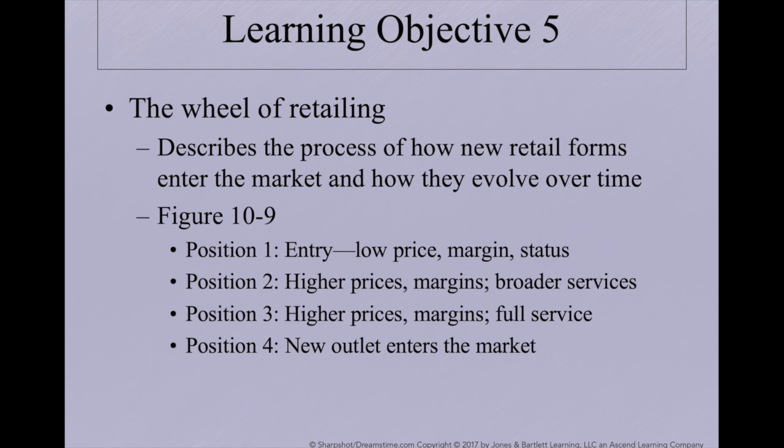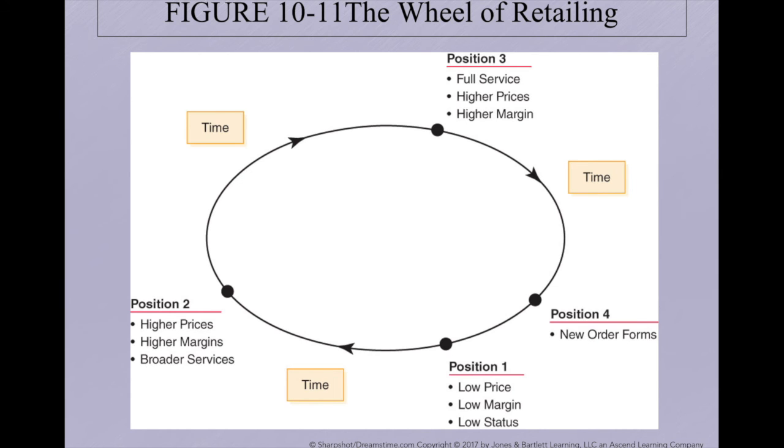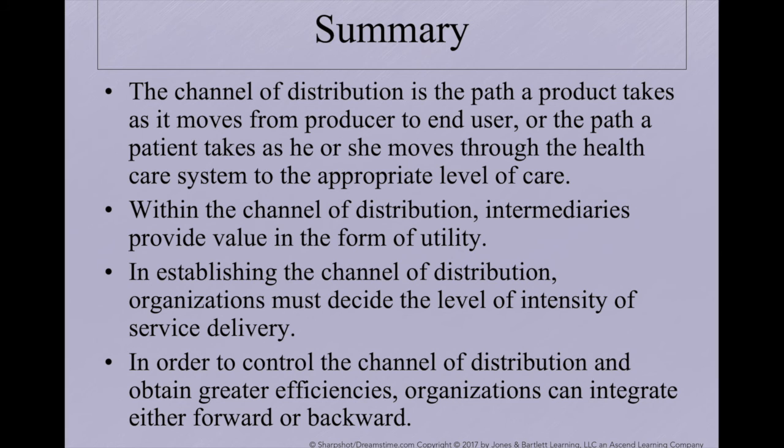The Wheel of Retailing describes the process of how new retail forms enter the market and how they evolve over time. Here's figure 10-11, the Wheel of Retailing. The channel distribution is the path a product takes as it moves from producer to end user, or the path a patient takes when he or she moves through the healthcare system to the appropriate level of care.